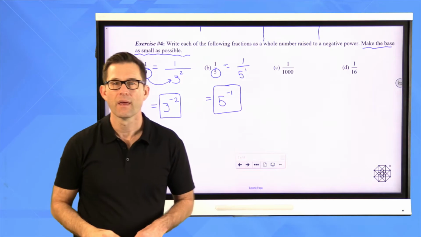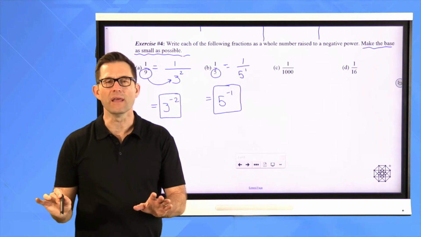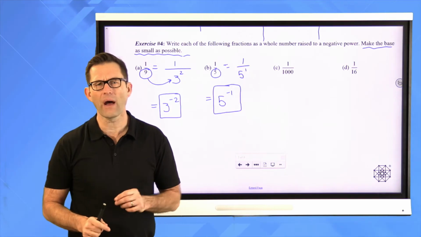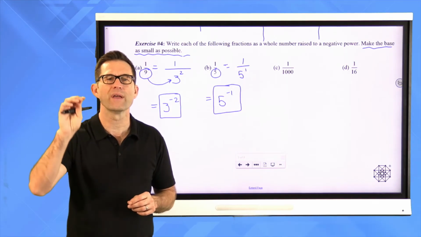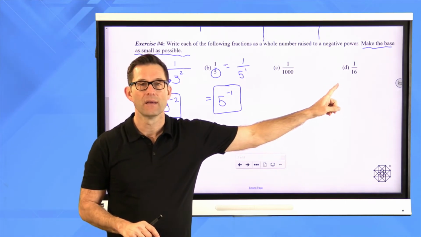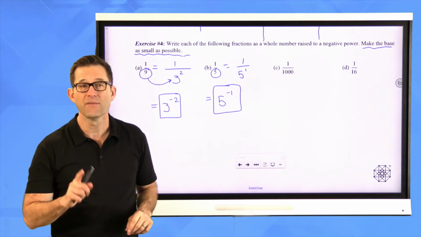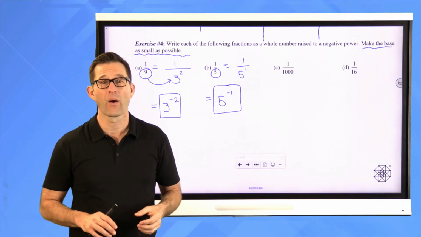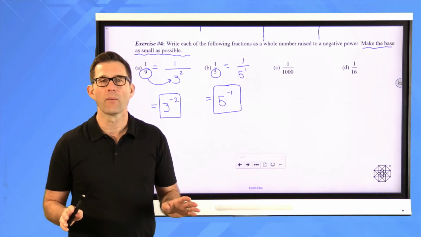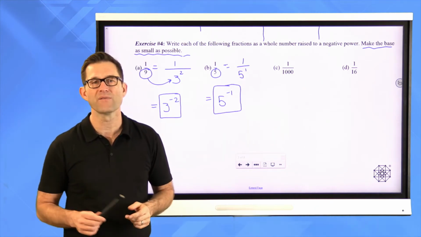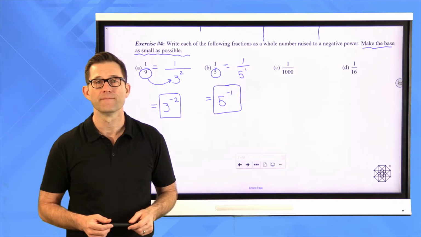Okay? Now letter C and letter D, those are ones where you can look at 1,000 and you can actually say, oh, 1,000 is the same as this number raised to this power, and even better yet, 16, right? 16. That's even trickier. You can make it into a number raised to a power as well. So I'd like you to play around with those and see if you can make those bases as small as possible. Pause the video now and see what you can do.